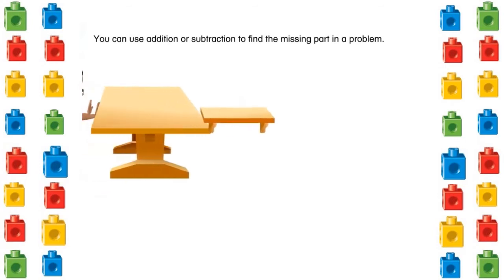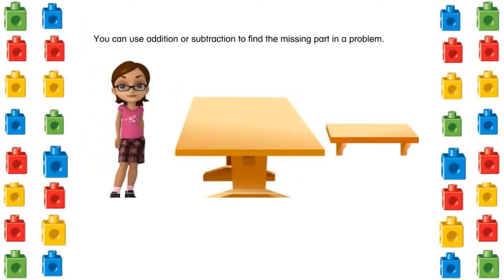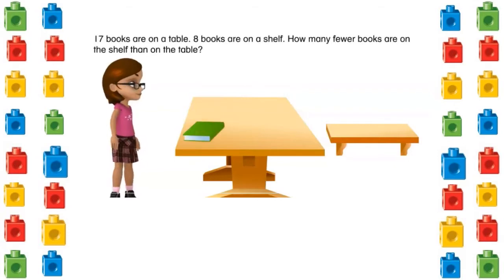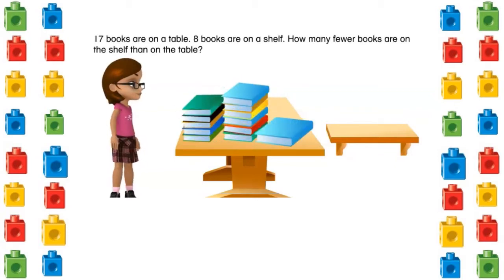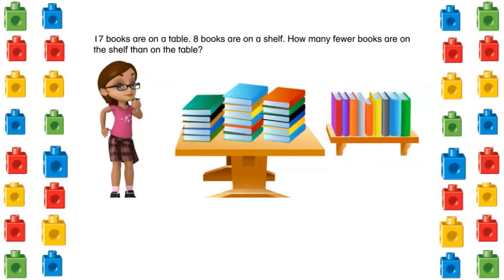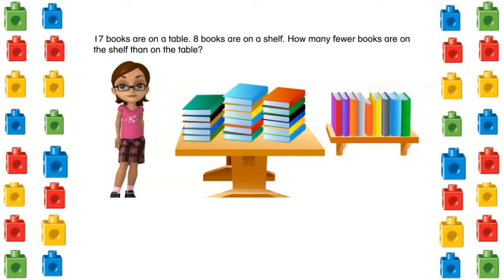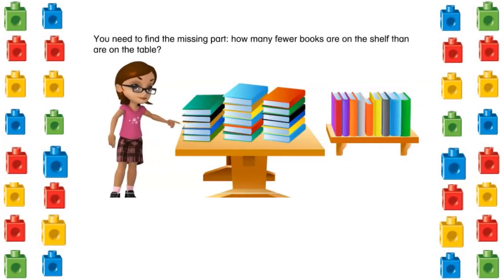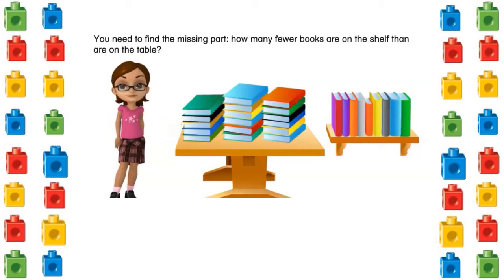So you can use addition or subtraction to find the missing part in a problem. Okay? We just have to read carefully first, like we said. So let's take a look at an example here. 17 books are on a table, and 8 books are on a shelf. How many fewer books are on the shelf than on the table? So how many fewer? You need to find the missing part. How many fewer books are on the shelf than are on the table?